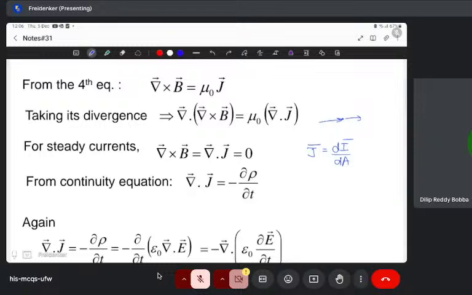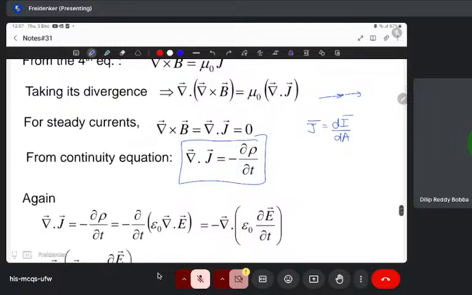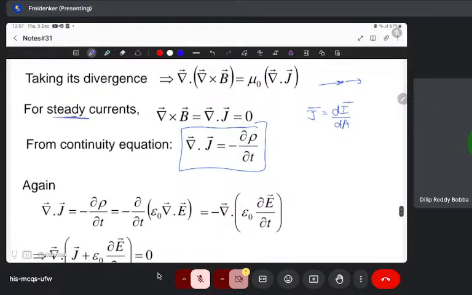So basically, if divergence of J is zero, then curl of B has to be zero. Fine. There is something called the continuity equation. I think this was introduced in the previous slides. We'll not look at the derivation, but this is called the continuity equation. For steady currents, there will be no accumulation of charges, so this value is going to be zero for steady currents. Only steady currents.